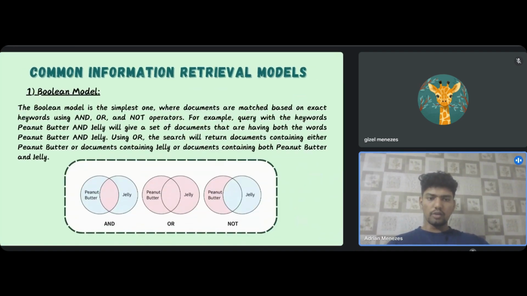Next, we'll talk about some common information retrieval models. Information retrieval systems rely on various models to determine relevance and match queries. Firstly, we'll talk about the Boolean model. This is the simplest model, using logical operators like and, or, not. For example, searching peanut butter and jelly retrieves only documents containing both the terms, while searching peanut butter or jelly retrieves any document containing either or both terms, peanut butter and jelly.